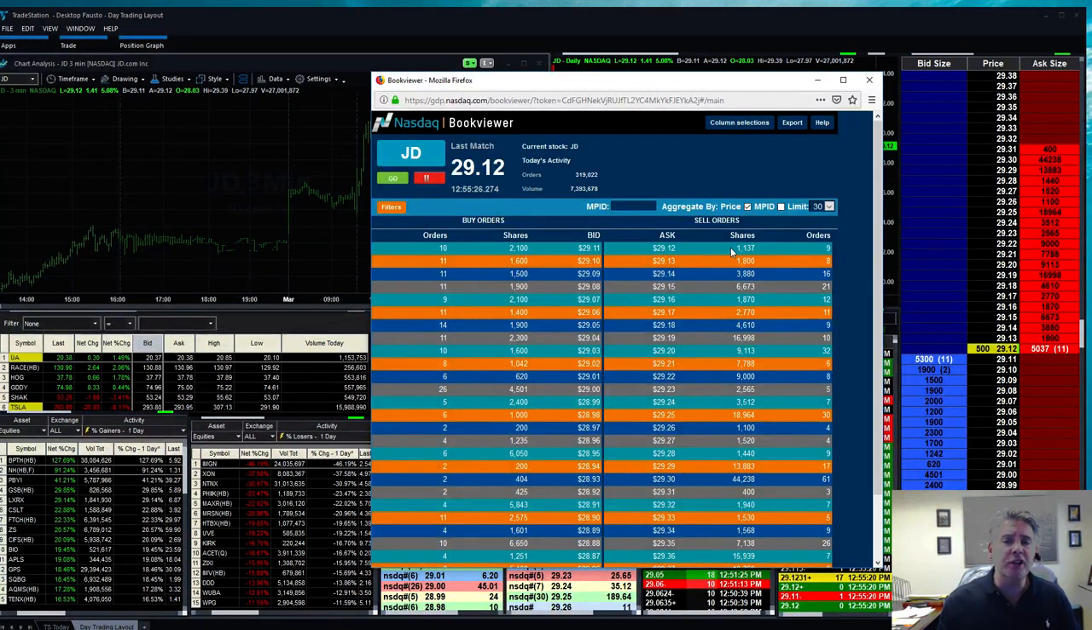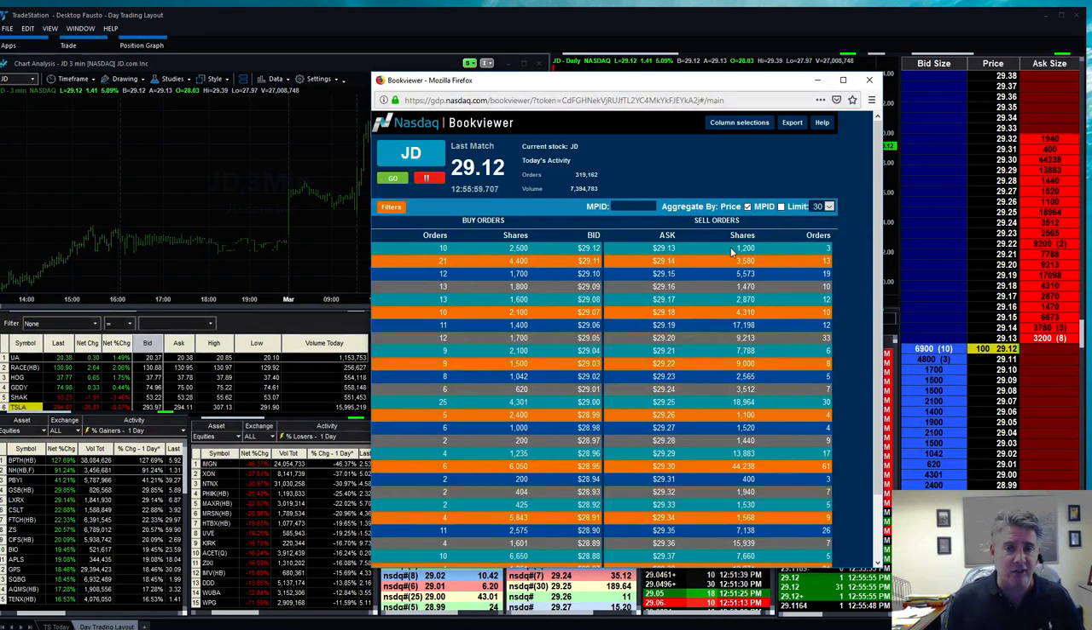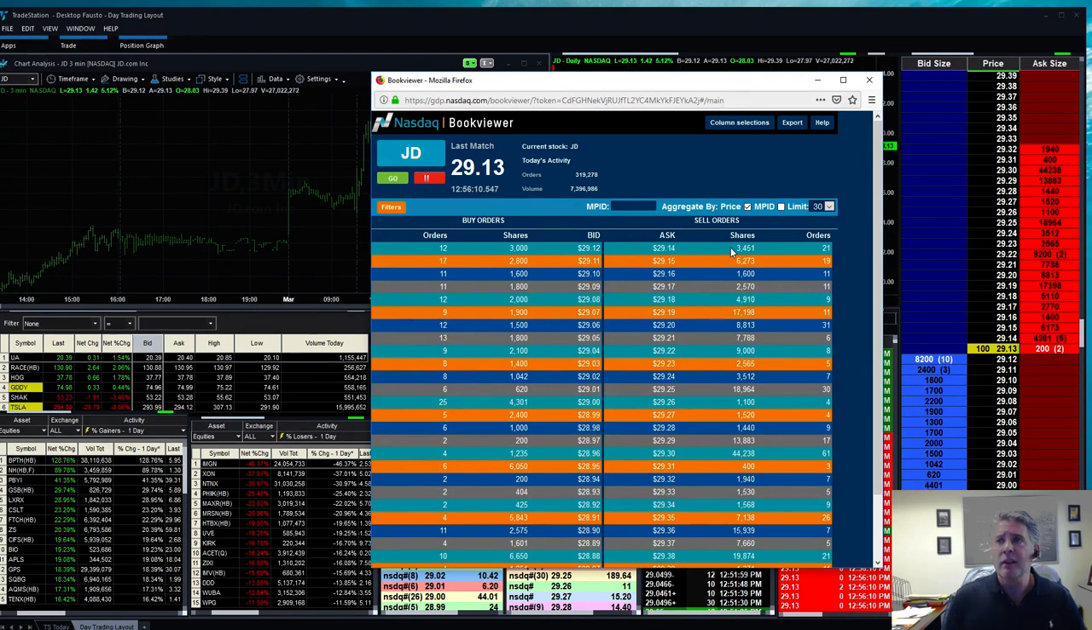So when you're looking at a book viewer and say, well, there's only 1,100 shares looking to be sold at the best offer, that's really not true. There's actually more orders because there are more markets out there. That is the big issue when you're looking at the book viewer. It's a great tool and has some great features, but you're not always seeing all the orders that are out there, and that could cause a big issue when it comes to trading in today's market.